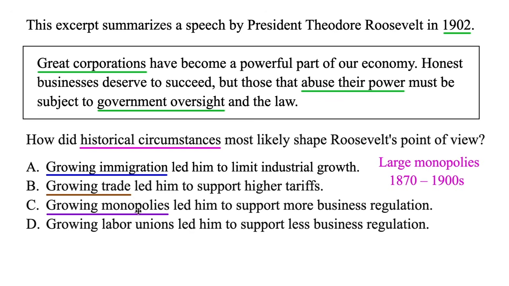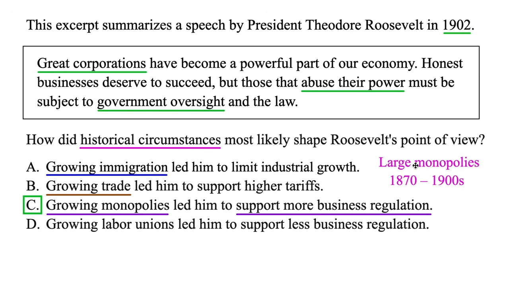So, growing monopolies led him to support more business regulation. But what does business regulation look like? Well, basically, the government might step in and make sure that the business can only get so big so it can't keep buying other companies along the way. And it can provide other rules, laws, or oversight. So, C, this is definitely what he's talking about, and that's the correct historical circumstance for this question.